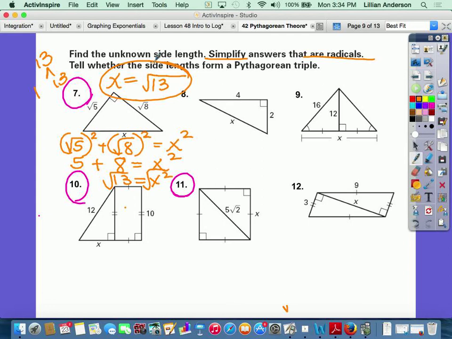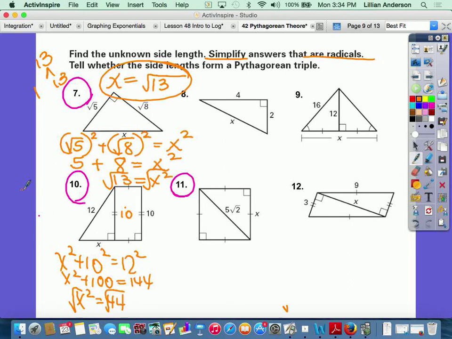Down here, this is a triangle attached to a rectangle. In a rectangle, remember, opposite sides are equal, so this side is 10. So I'm going to set it up. X squared plus 10 squared equals 12 squared. Remember, 12 is my longest side. It's across from my 90-degree angle in a right triangle. And so that's why I know that c is 12. Simple math, work it out.